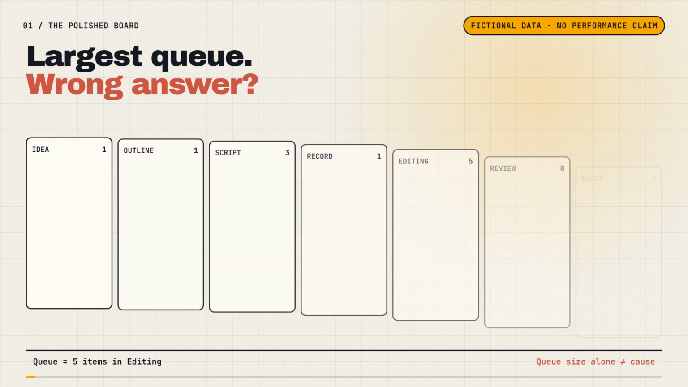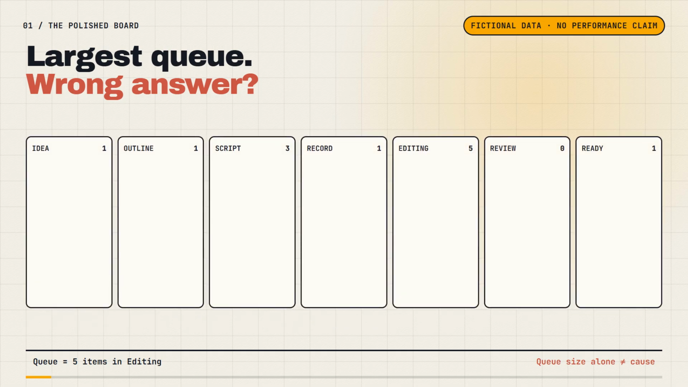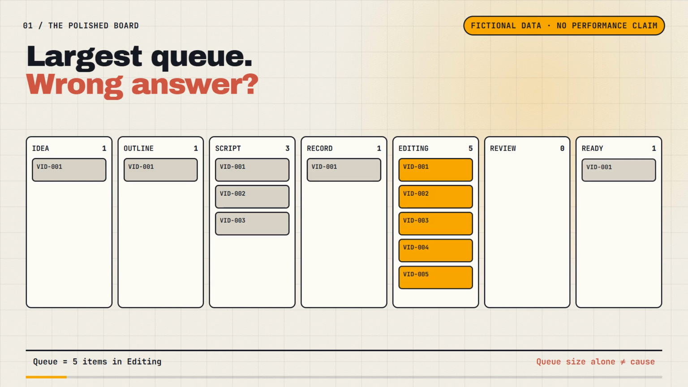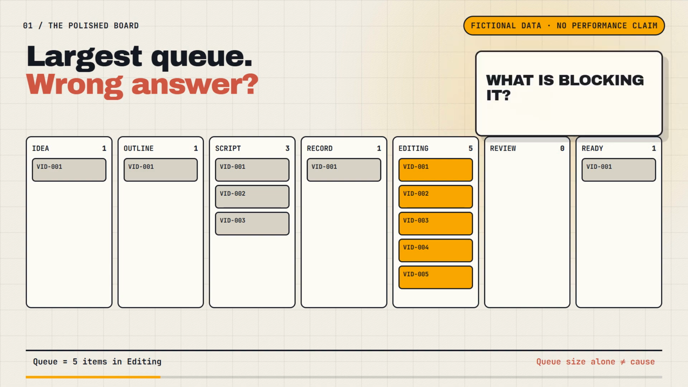Now try to break the content pipeline test. The signal looks busy and polished. In the fictional view, only editing, VID 003, and script are in the stages, and every stage has a color. So what is the decision bottleneck? The tempting answer is editing, because that column is largest.